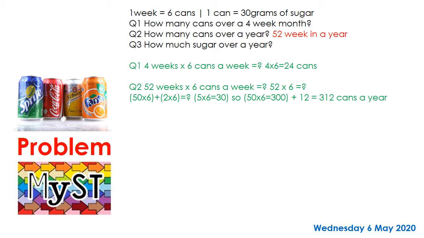And we have the 12. So in a year, an average student drinks 312 cans. That's quite a lot, isn't it? It sounds a lot, doesn't it? But you know, some days you might drink more than 1 can. Average out.